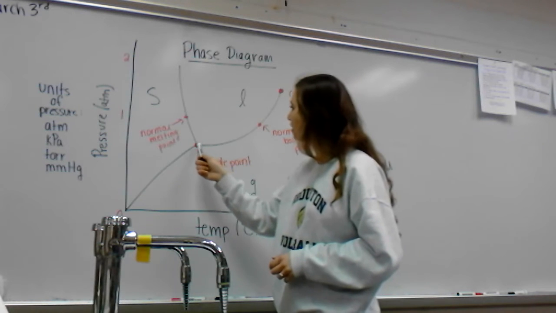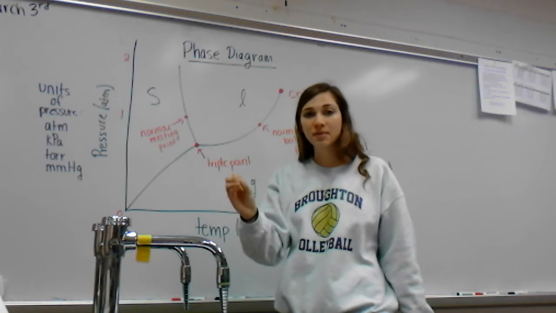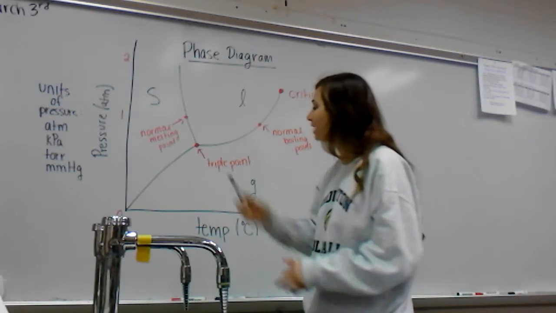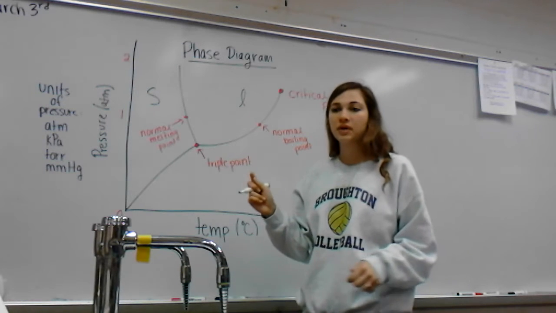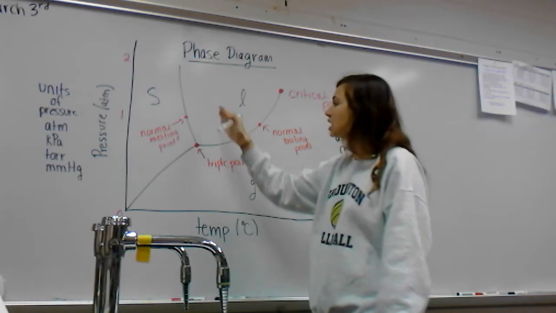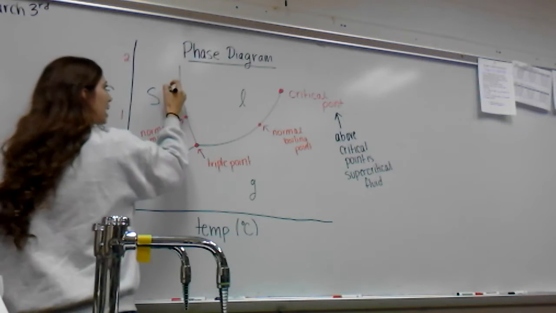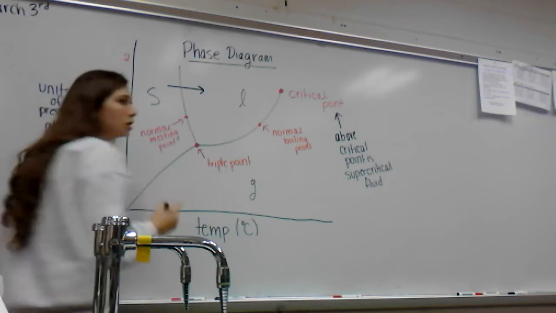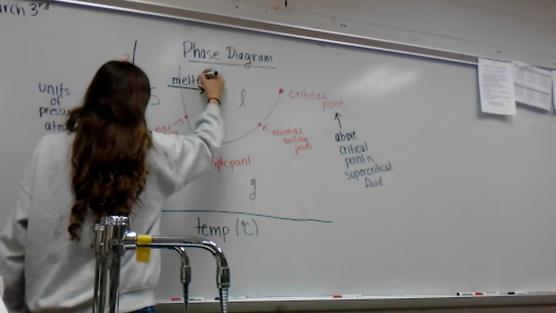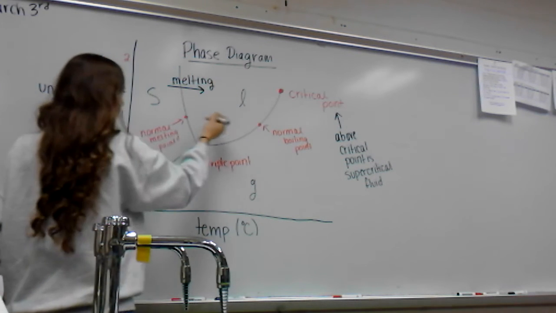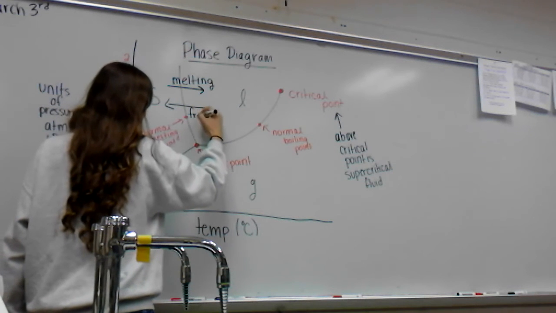So if we look at the line in between solid and liquid, this is where we have the same amount of solid and liquid at that specific pressure and temperature. So what we have to do is make sure we understand, if we're going across this line, what phase change are we going through? So if we're going from solid to liquid, we are doing melting. If we're going from liquid to solid, we are freezing.